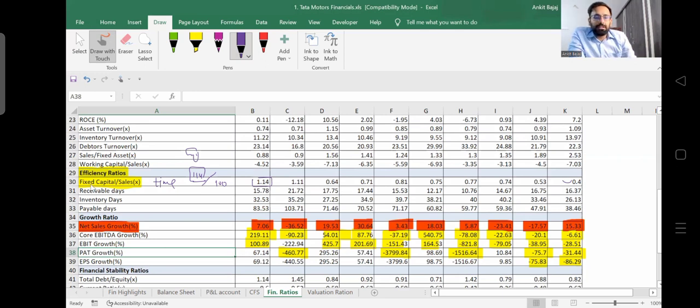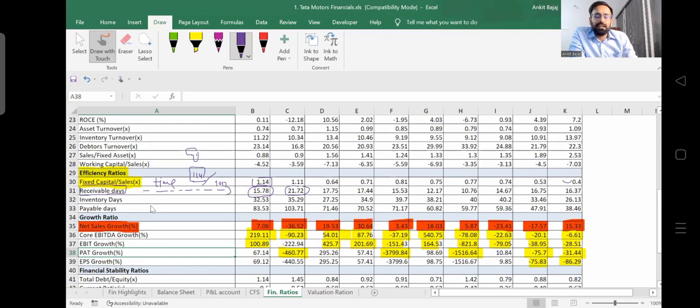Now, what is the meaning of receivable days? Receivable days means the average credit you provide to your customers. Here, the average credit provided to customers by Tata Motors is 16 days. In the previous year, it was 22 days. So it is quite okay. They are giving credit for an average of 16 days.